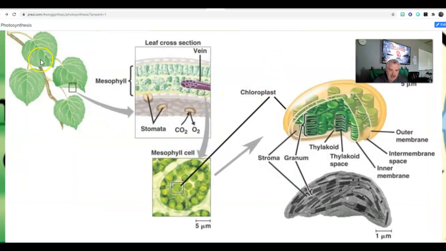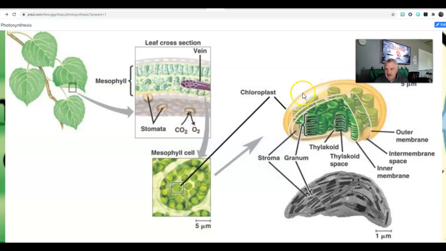Now we're looking here at the leaf. The leaf is the primary organ of photosynthesis for plants. They have that surface area that allows them to absorb all that sunlight. On the bottom side of the leaf you have these stomata, and stomata are little openings that will open and allow carbon dioxide to enter and oxygen to be released.